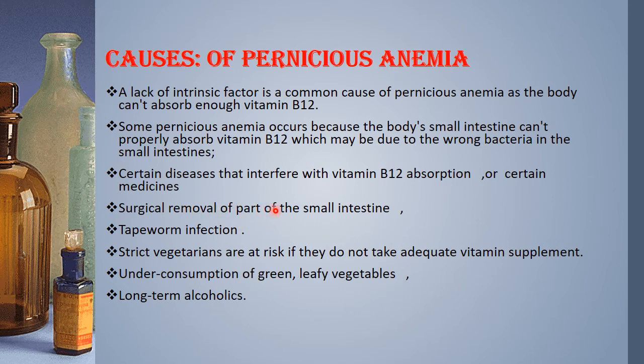Another type of anemia is what we call pernicious anemia. Here there will be an inadequate amount or lack of the intrinsic factor, which is responsible for the absorption of vitamin B12. The deficiency mostly occurs in patients who have undergone a surgical operation on the small intestine, or if you investigate those patients, we could see that they are vegetarians or do not consume enough greens or leafy vegetables, or they are alcoholic patients.